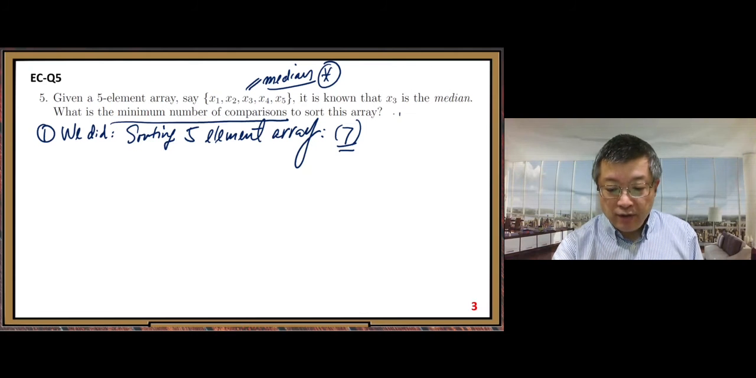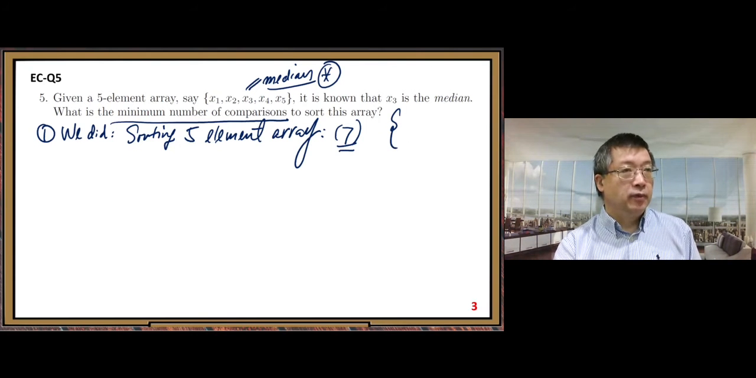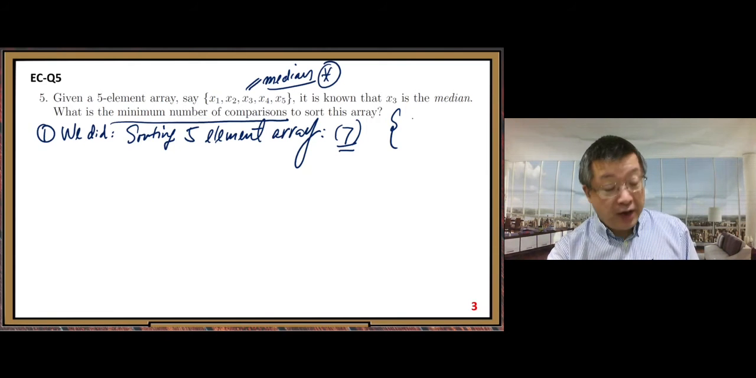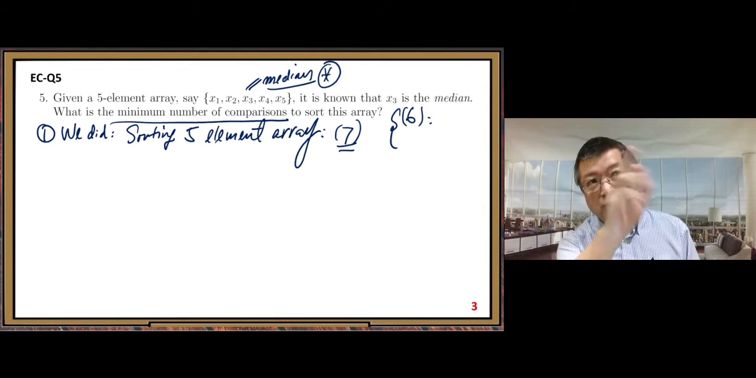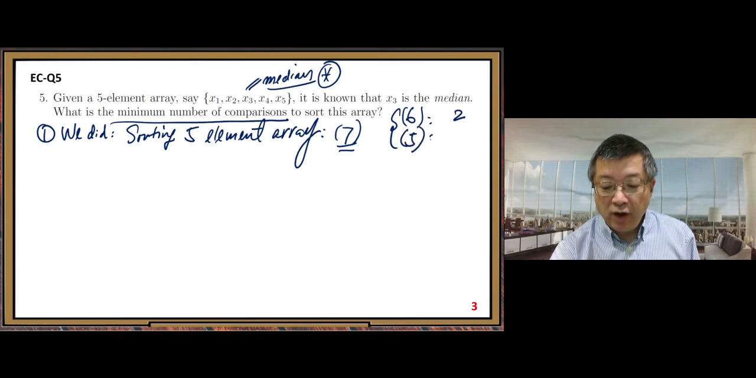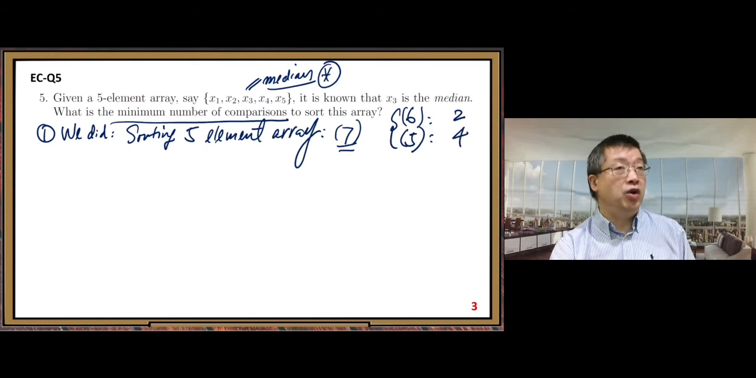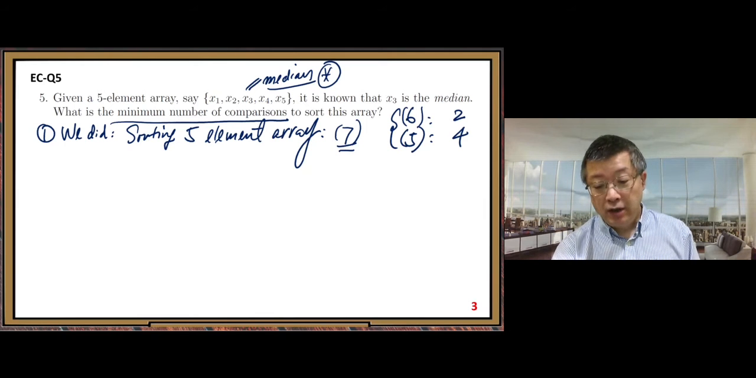Here, let me give you my grading criteria. If you can solve it in 6 comparisons, you'll get 2 points. Okay? Because that's not the best solution. If you can solve it in 5 comparisons, then you get 4 points. Each one worth 4 points. 6 comparisons, not the best solution. But 5 comparisons, that's the best solution. You can earn full credit, otherwise half credit.